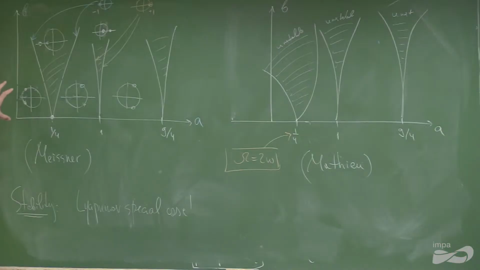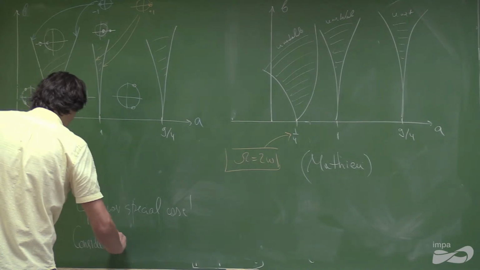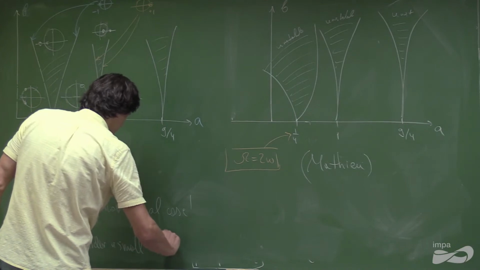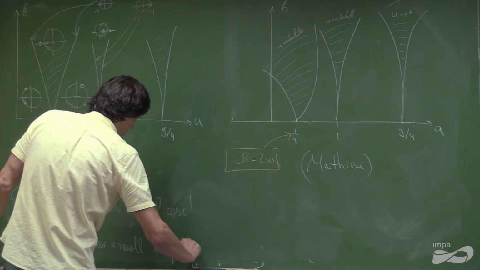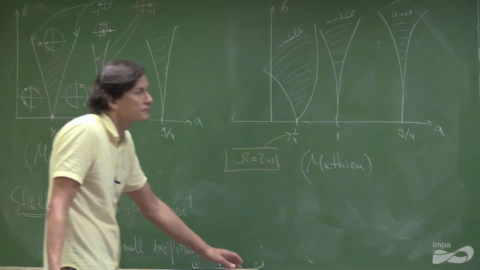It means that the linearized system is stable, but we cannot guarantee that the nonlinear system is stable. So one easy way to solve this issue is using dissipation. So consider a small dissipation. This is a physically relevant way because dissipation is always present. So let's just add small dissipation and see what happens.